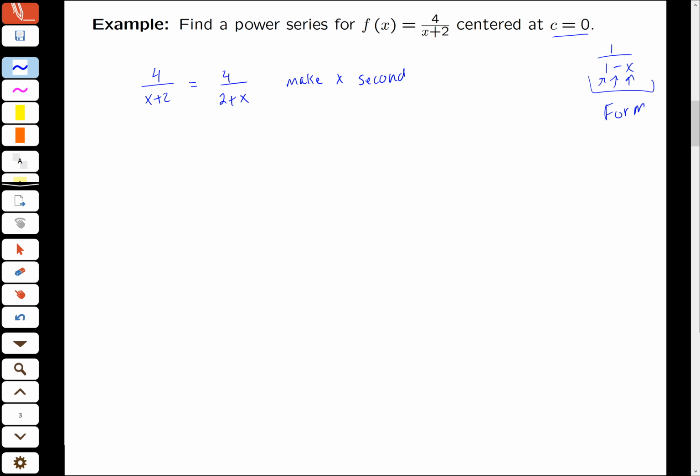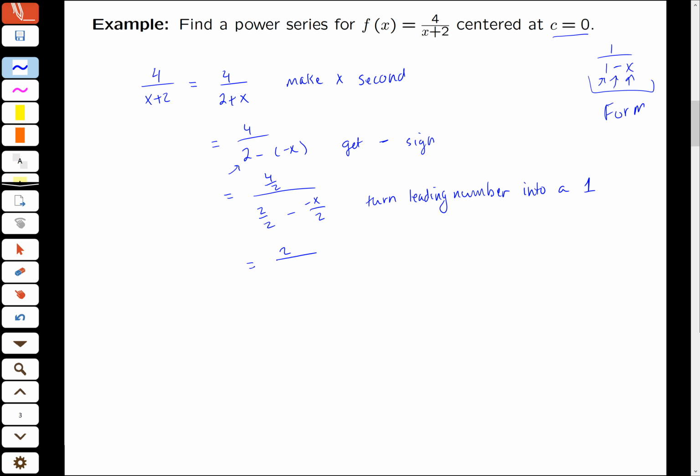And now what I'm going to do is get my minus sign. Minus sign in front of x. And then I'm going to turn the 2 into a 1, and I'm going to do it by dividing everything by 2. What we get is 2 over 1 minus x over 2.